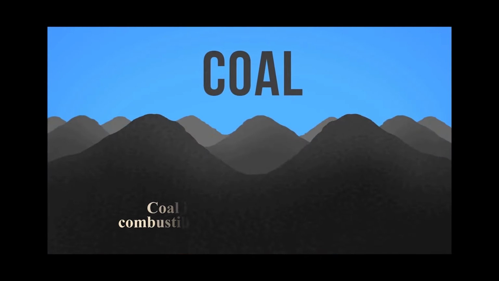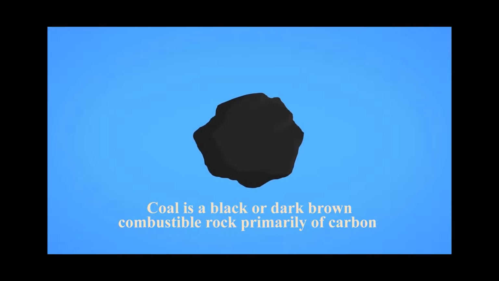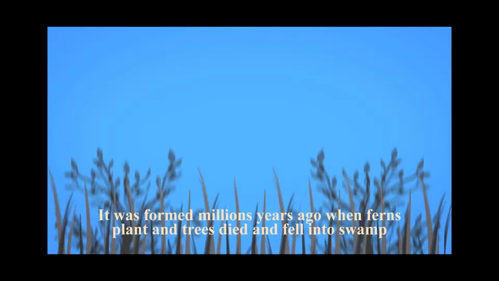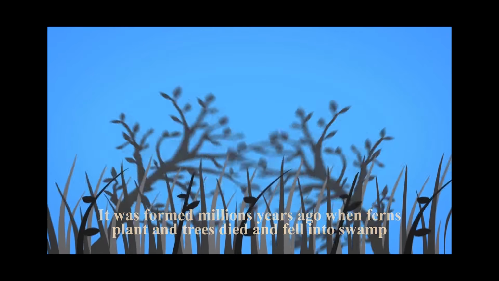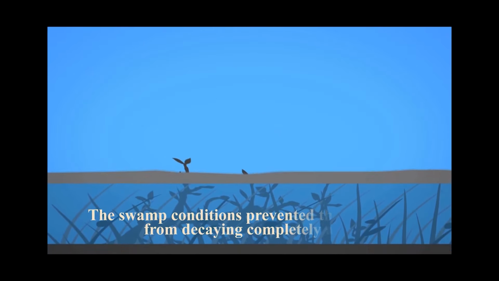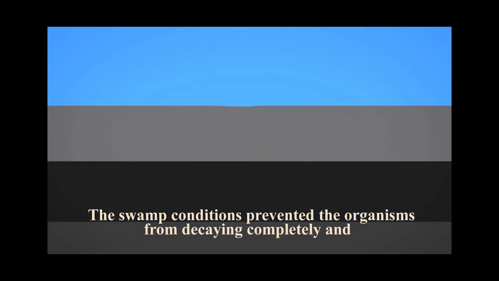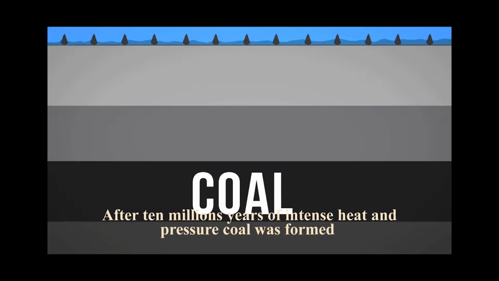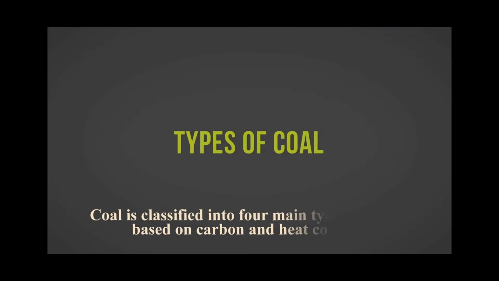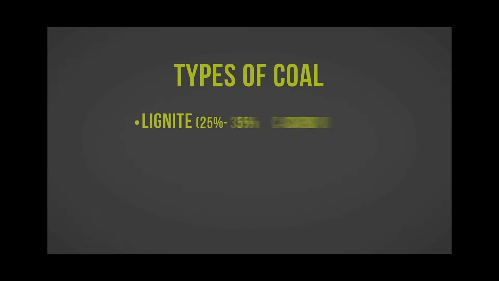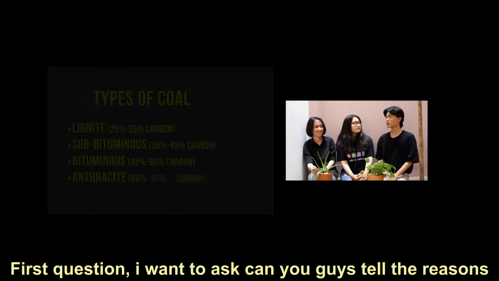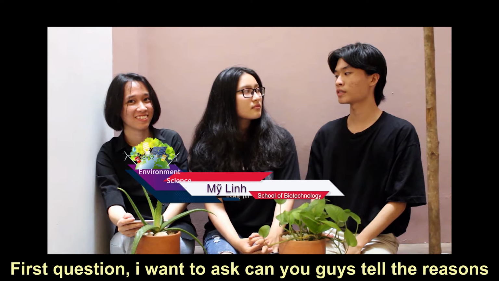Coal. Coal is a black or dark brown combustible rock made primarily of carbon. It was formed millions of years ago when ferns, plants, and trees died and fell into swamps. The swamp conditions prevented the organisms from decaying completely, and after millions of years of intense heat and pressure, coal was formed. Coal is classified into 4 main types or ranks based on carbon and heat content: lignite, subbituminous, bituminous, anthracite.